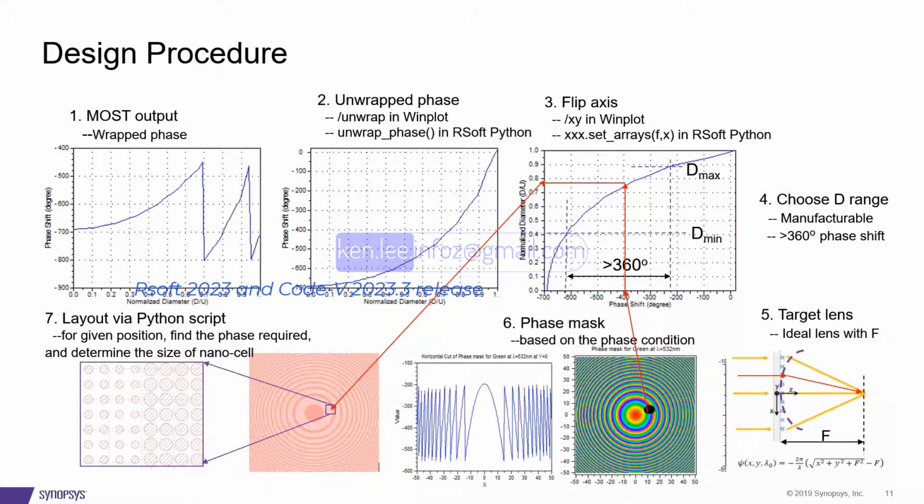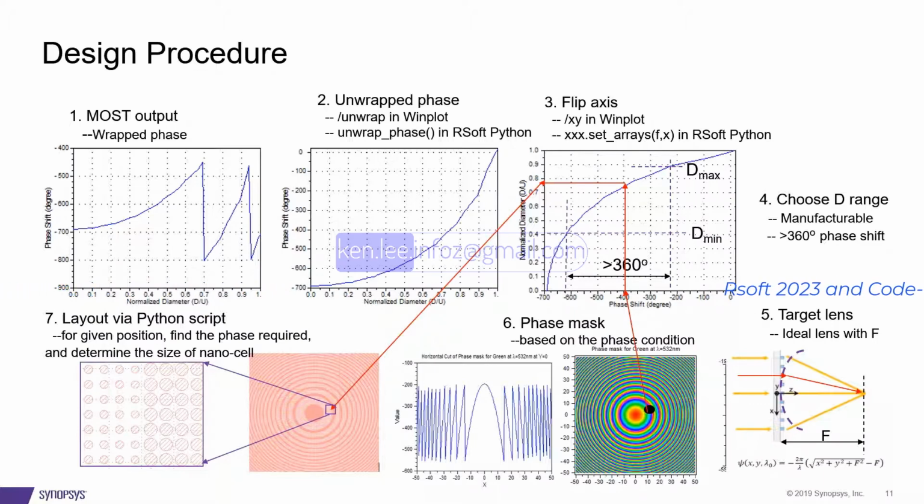After this, we choose the proper range of the diameter. For doing this, it should be manufacturable and cannot be too small or too large either, but should be large enough to provide more than 360 degrees phase shift.